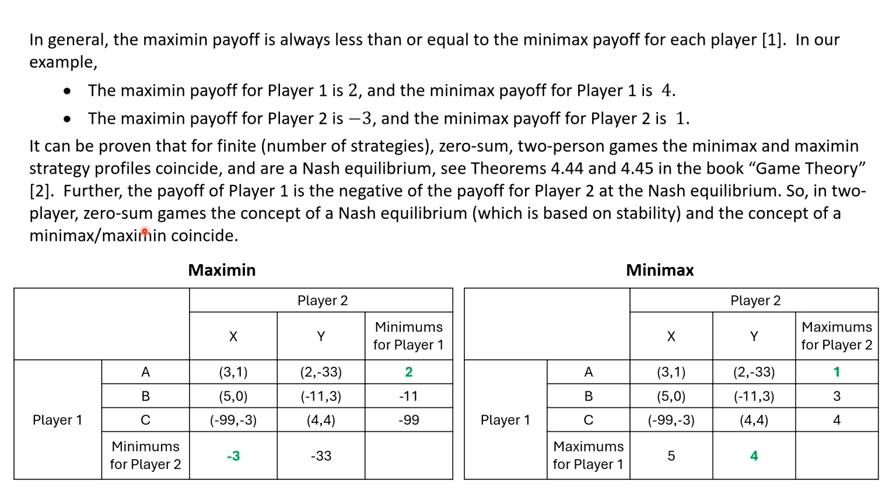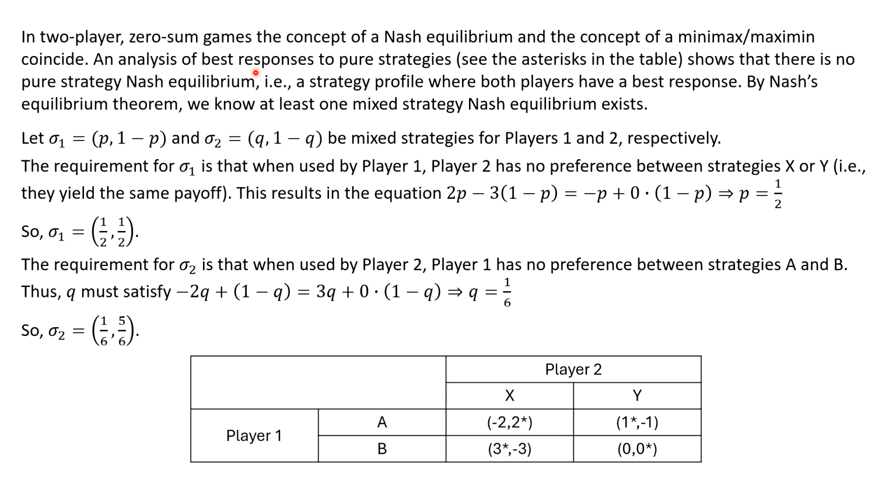So in two-player zero-sum games, the concept of Nash equilibrium, which is based on stability, and the concept of minimax and maximin coincide, but with the caveat that you could have other Nash equilibriums other than the one from the minimax maximin. As I just mentioned, in a two-player zero-sum game, the concepts of Nash equilibrium and minimax maximin coincide. And I'll use this example to illustrate that.